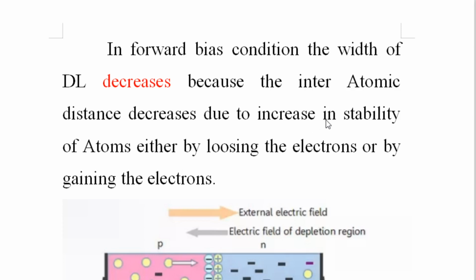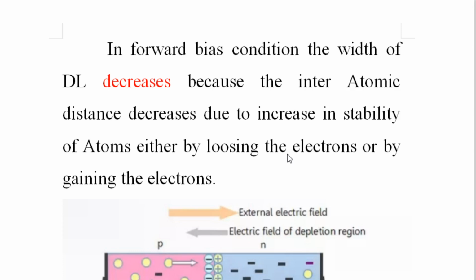Now in 12th standard all of you have studied that when the atom is not stable, it is vibrating, and at that time the interatomic distance is increased. But if the atom is stable, stable atom means what?